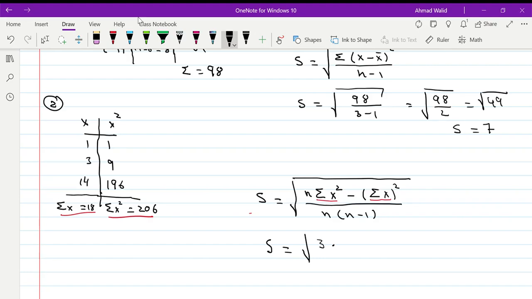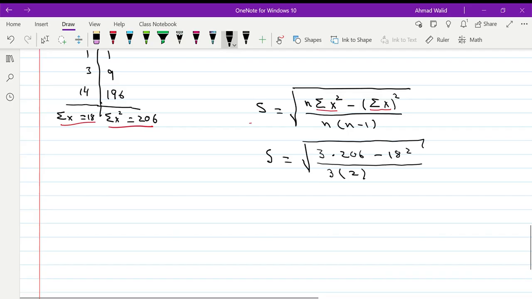The sum of x squared is 206, correct? Times 206, minus the sum of x, squared. It means 18 squared, over n times n minus 1. n is 3, so n minus 1 gives you 2.